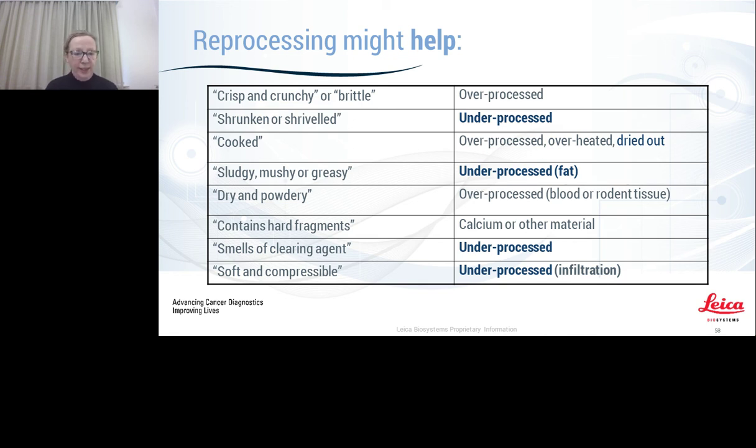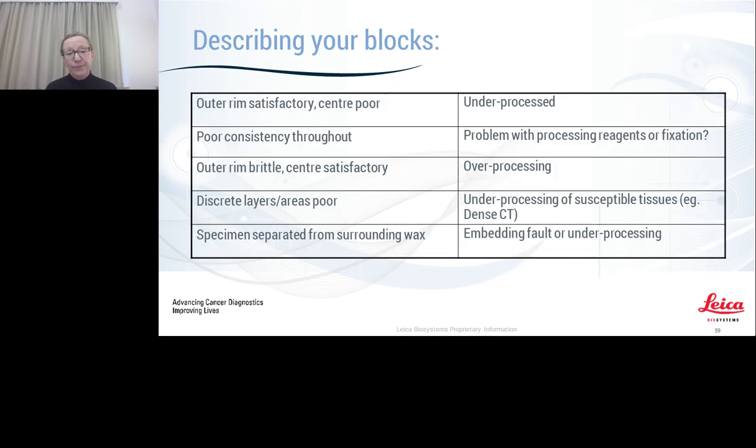And there are different methods to reprocess, some of which might be more suitable than others, depending on what has happened to your tissue. Is the outer rim satisfactory, but the center is poor? Using an earlier example, it's probably underprocessed.